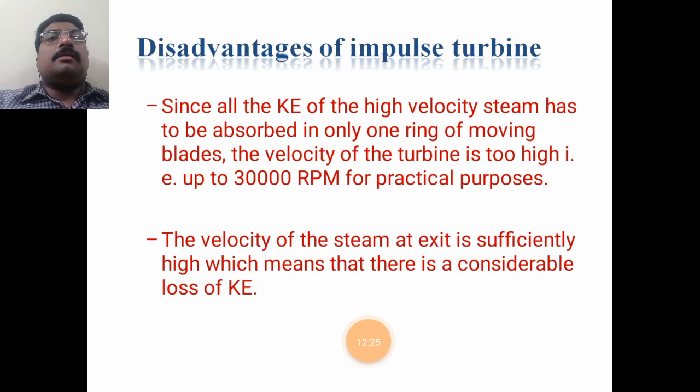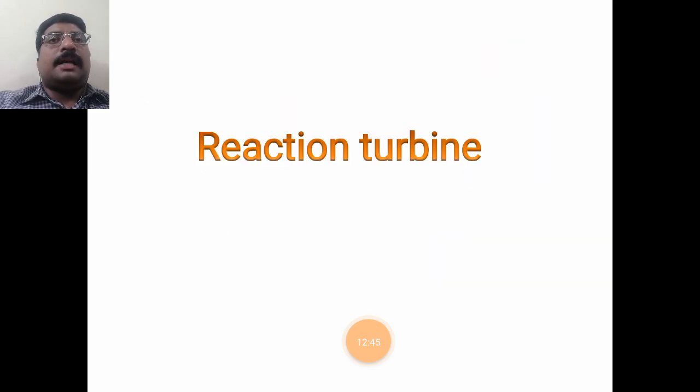Okay. So now the velocity of the steam at exit is sufficiently high, which means that there is a considerable loss of kinetic energy. The kinetic energy loss is very high at the exit of the nozzle. That means the pressure drop is very high, more than the condenser pressure.